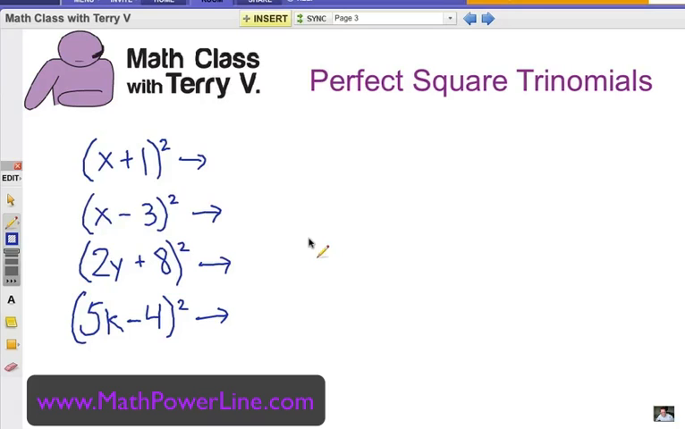So take a look at my examples on the left here. We have x plus 1 quantity squared. We're going to multiply that out using the FOIL method, and then we'll figure out if there's a pattern to that trinomial that we get. We also have x minus 3 quantity squared, 2y plus 8 quantity squared, and 5k minus 4 quantity squared.